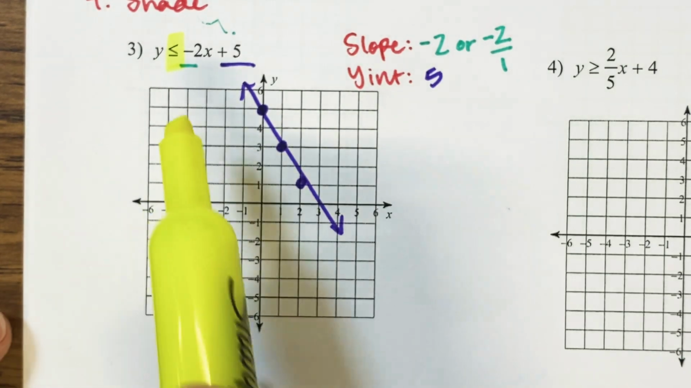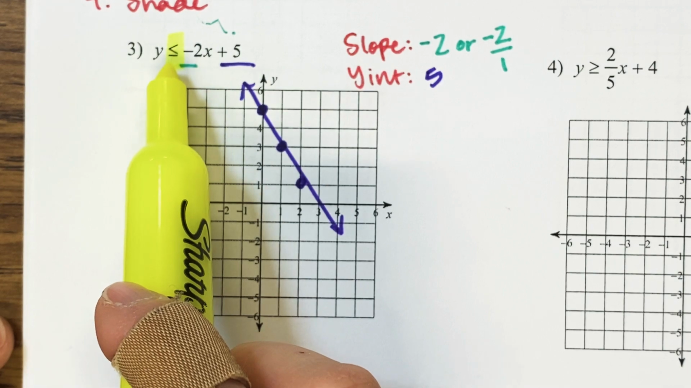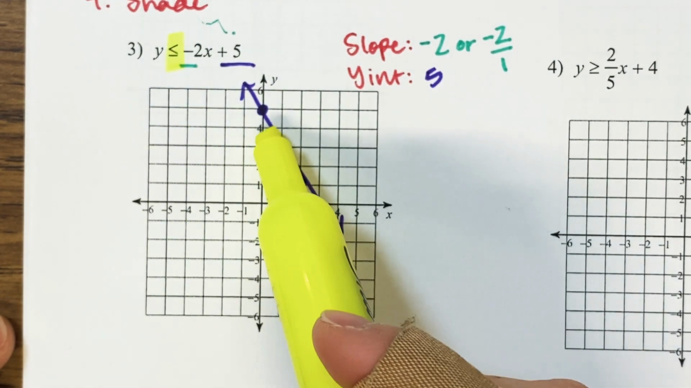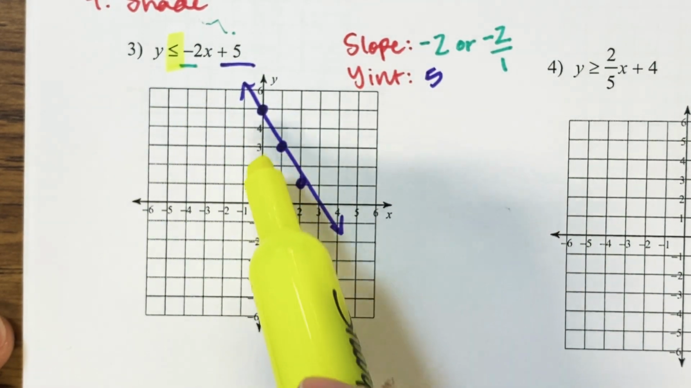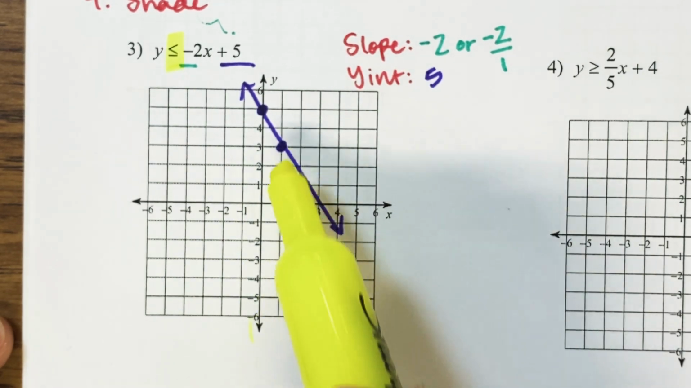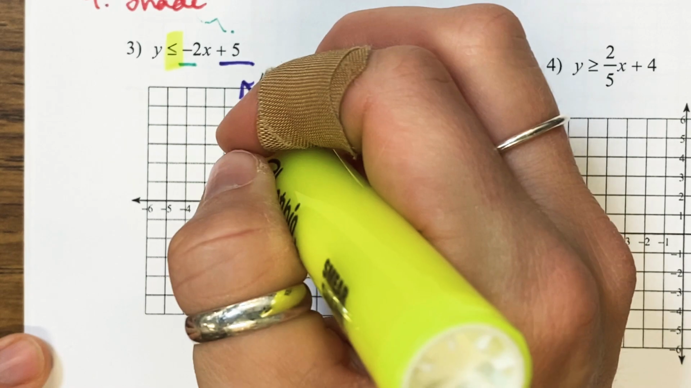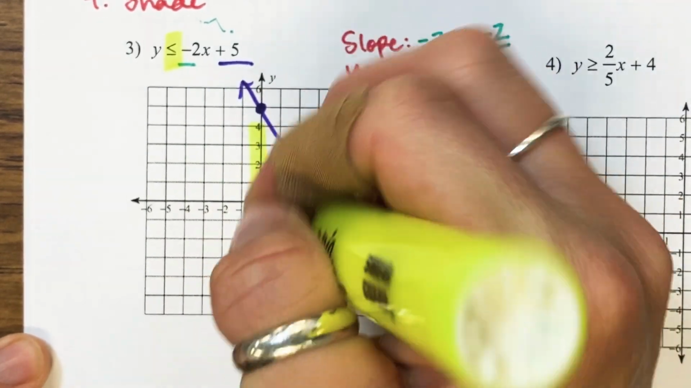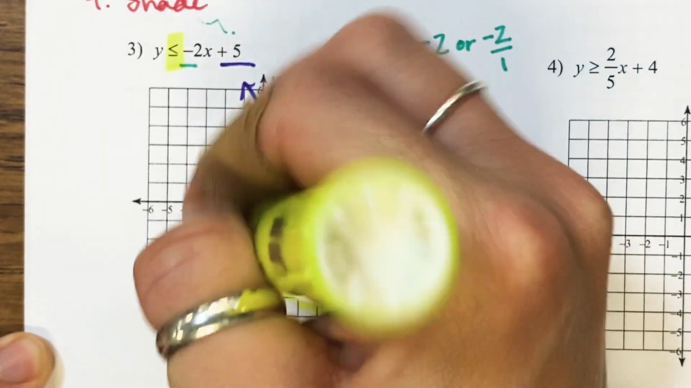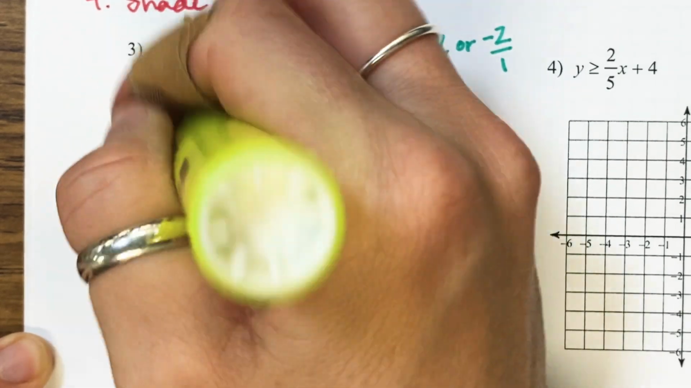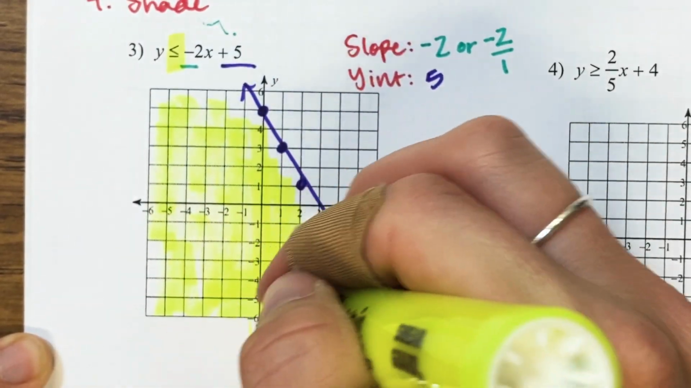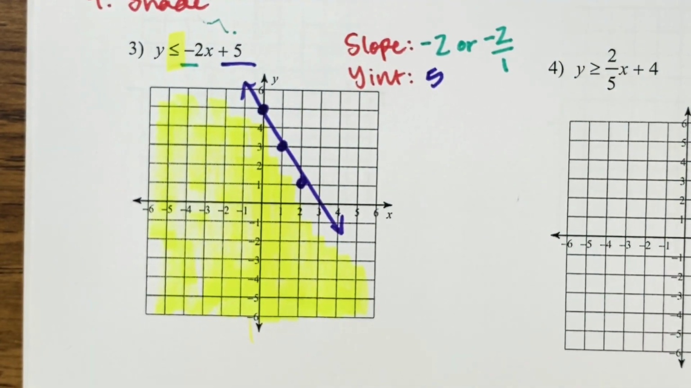Okay, so this is saying, again, y is less than. Okay, where are my y values getting smaller or less than? Am I going to shade down? Am I going to shade up? I'm going to shade down because that's where they are getting smaller. Okay, so that entire side of the graph is shaded. Beautiful.